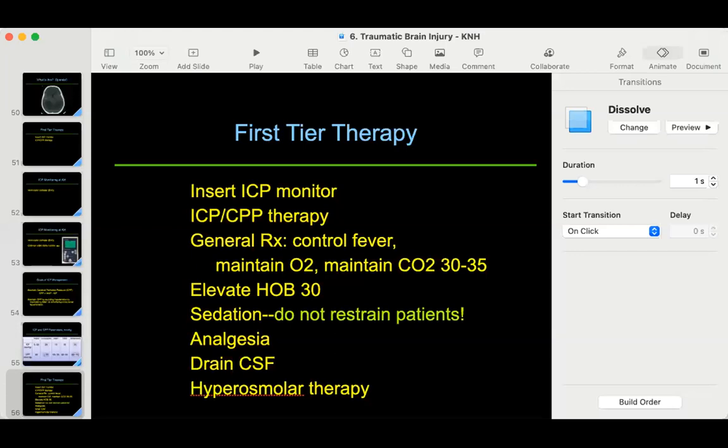The only problem is, according to the Trauma Foundation guidelines, they talk about starting it within the first 2.5 hours, and you shouldn't use it for more than 24 hours because of the risks associated with hyperventilation. So it's just a temporizing measure, and it's a last resort if your mannitol is not working and other measures.